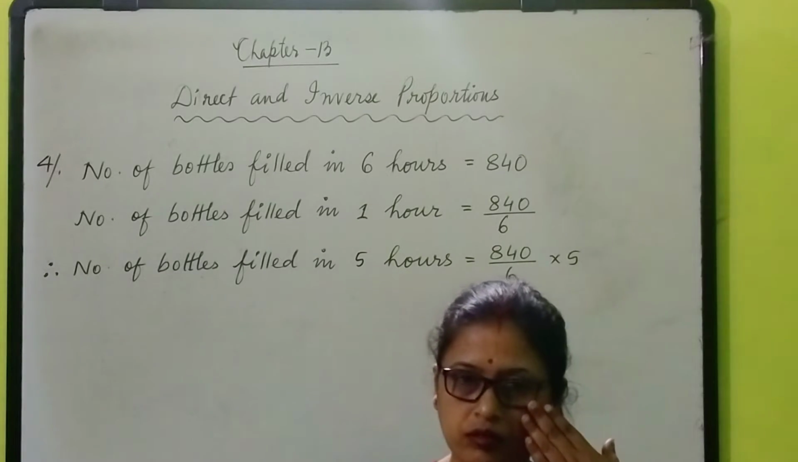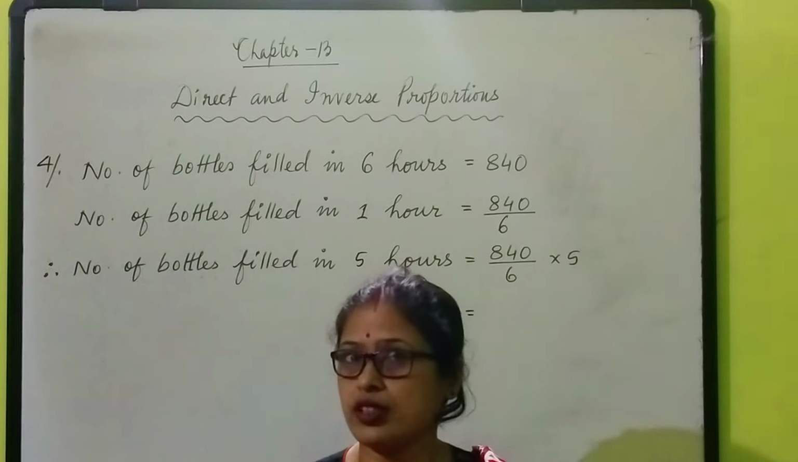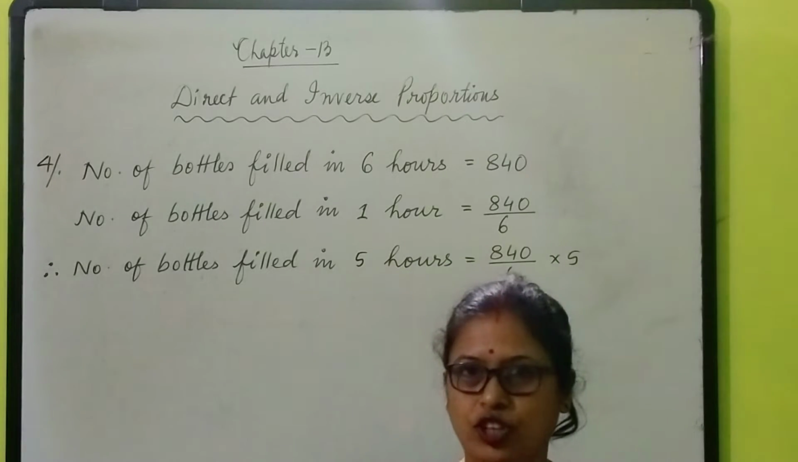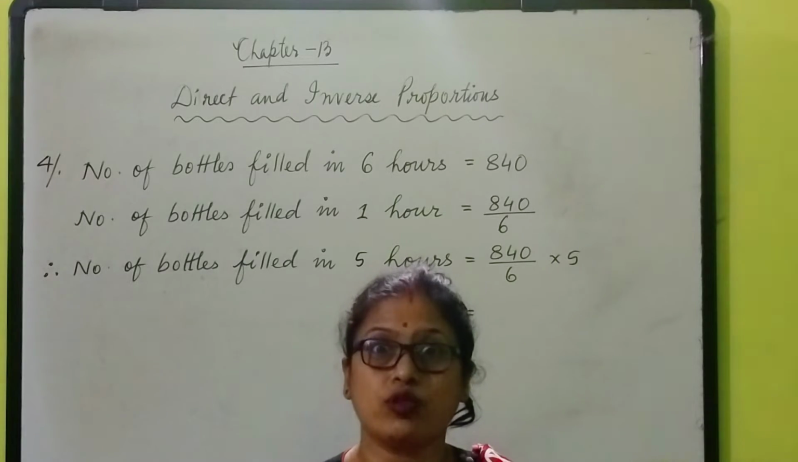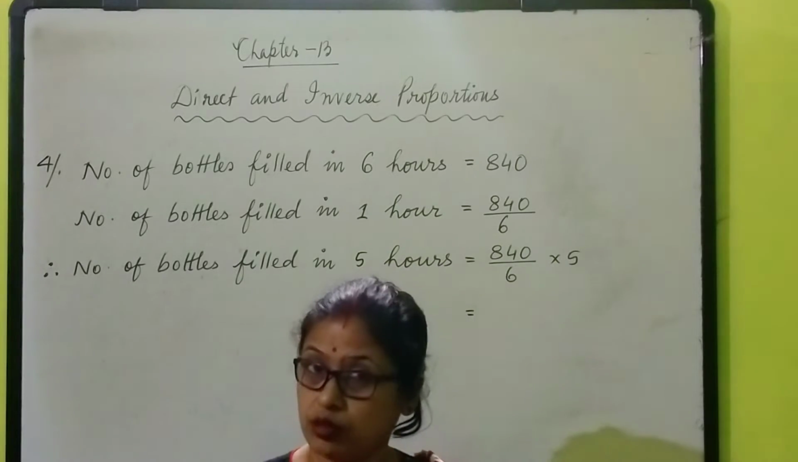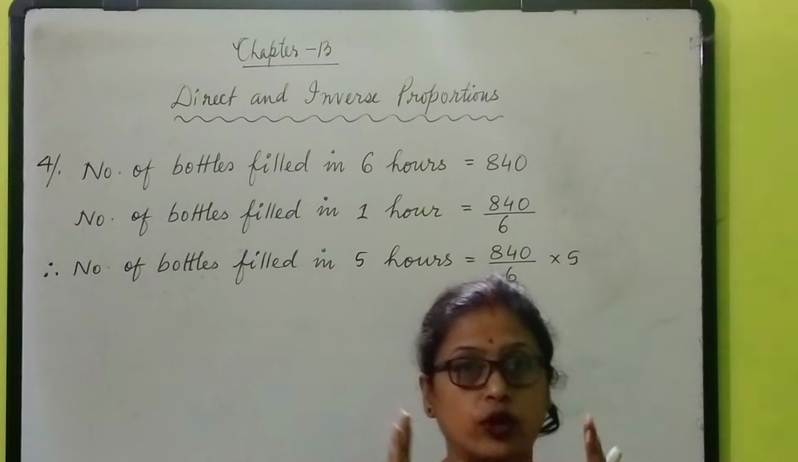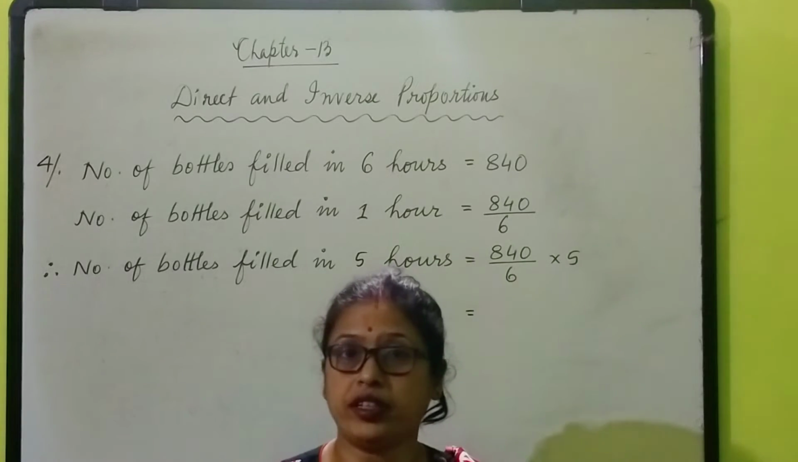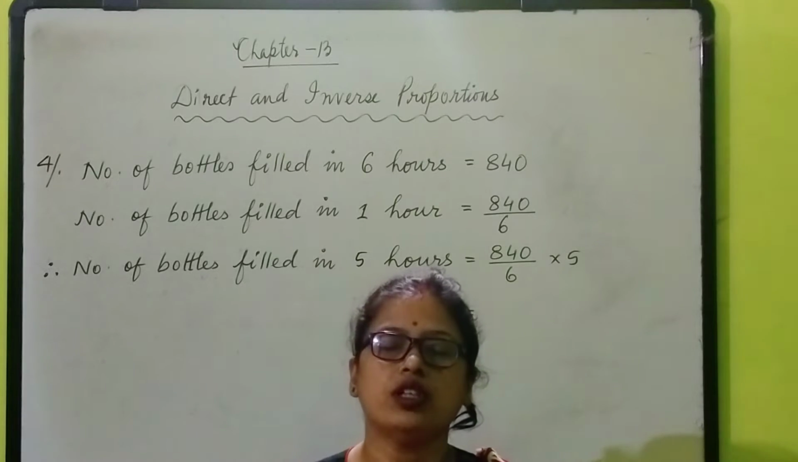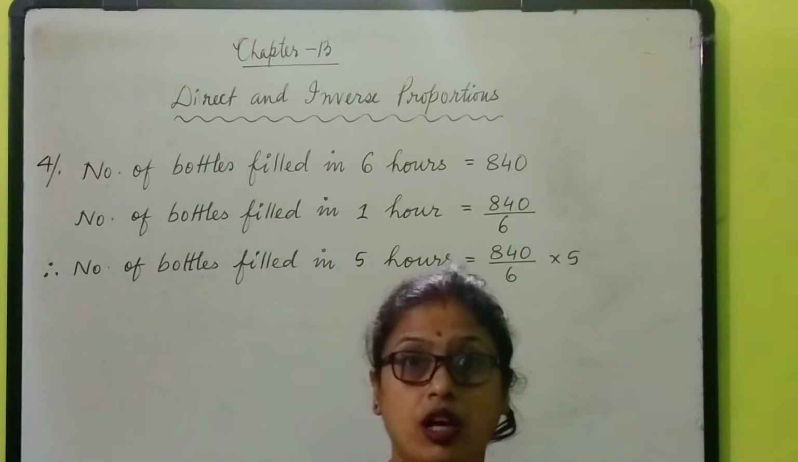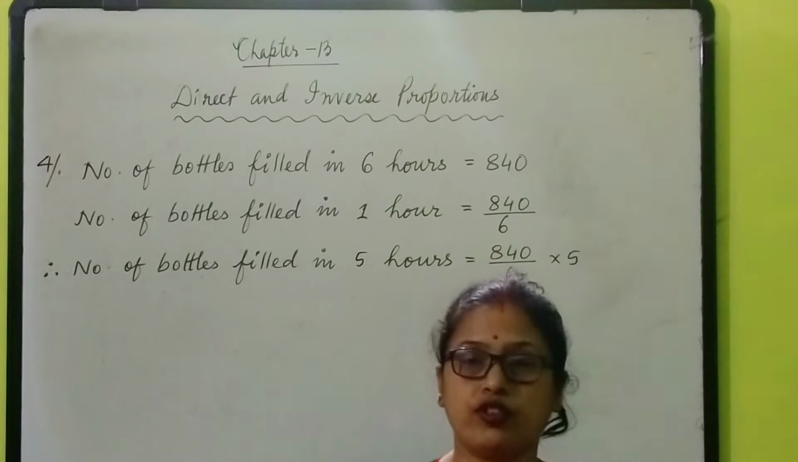Now see, when you get questions in the question paper, it will not be written that this question is regarding direct proportion or this is indirect proportion, not like that. By reading the question, by going through the question, you have to identify which proportion it is, and how you have to solve it.